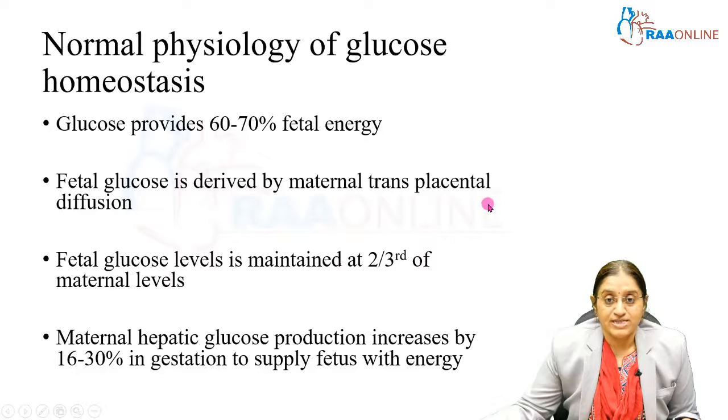Glucose normally provides 60 to 70% of the fetal energy, and the fetal glucose is mainly derived by maternal transplacental diffusion. Fetal glucose level is usually maintained at 2/3 of maternal levels. So, if the maternal demands of glucose increase because of increased fetal demand, maternal hepatic glucose production increases by 16 to 30% in gestation to supply the fetus with energy.